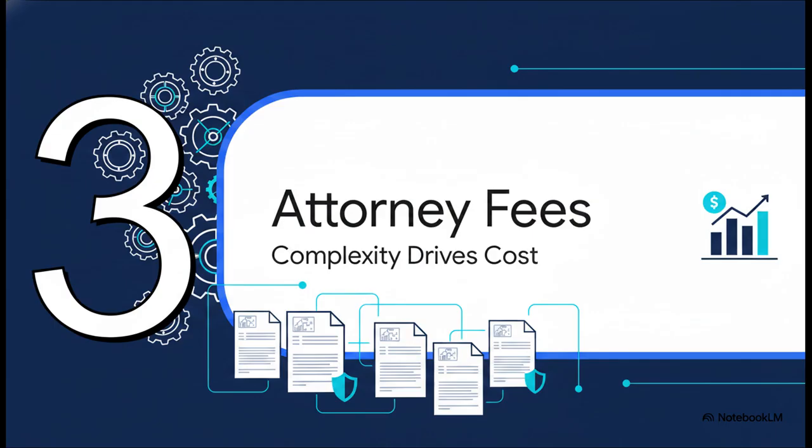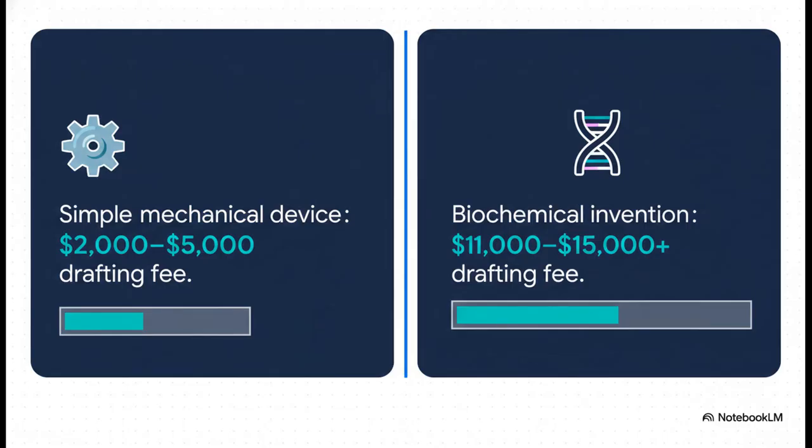On to Part 3, attorney fees by complexity. This explains why your invention's technical depth absolutely drives the cost. Attorney fees are the largest variable cost, and they're driven almost entirely by technical complexity. Unlike government fees, these aren't based on your company size. Complexity dictates the specification length, the claim count, and the intricate drawing requirements.